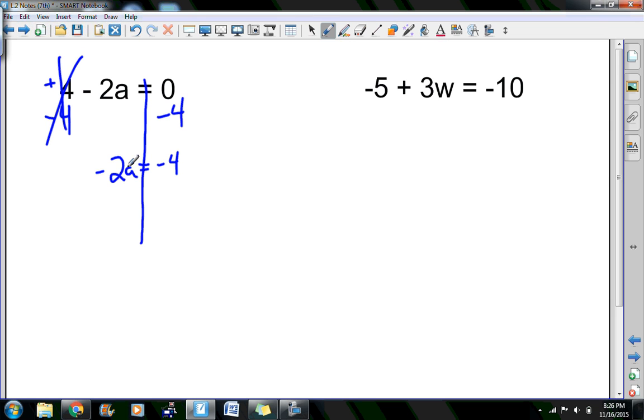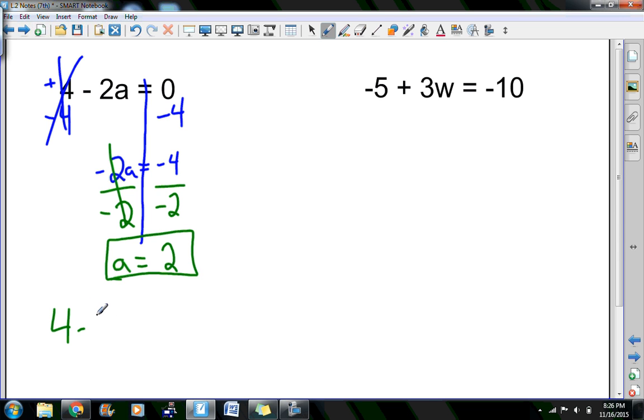From this point, the best thing here is to divide by a negative 2, because I need a to be by itself, or 1a. So if I divided this by a positive 2, I would create negative 1a, but I want positive 1. So I divide by negative 2 on both sides of the equation, and I end up creating negative 4 divided by negative 2 is a positive 2. So let's plug it back into the equation and check. So I do 4 minus 2 times 2, and that is equal to 0, because 4 minus 4 is equal to 0, so check mark.